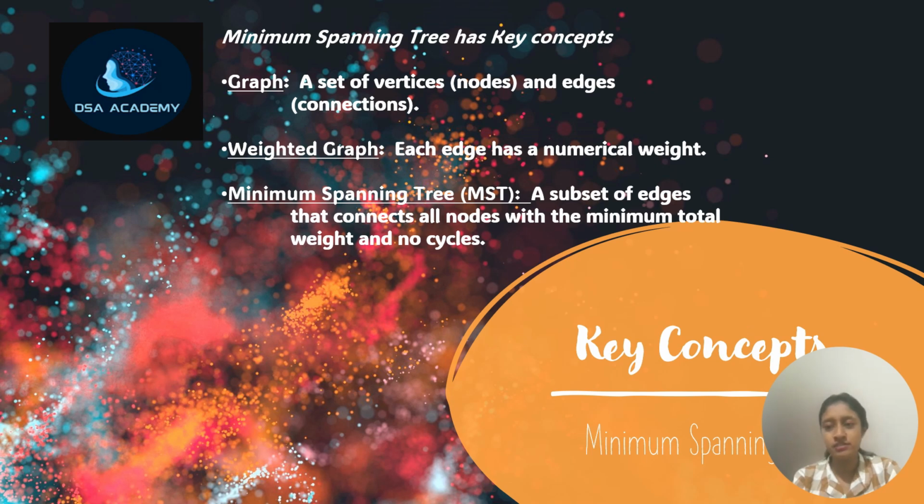Before diving into the algorithm, let's understand some basic concepts. The graph consists of nodes and edges. If these edges have weights, we call it a weighted graph. The minimum spanning tree is a subset of the graph that connects all nodes using the minimum total weight without forming any cycles.